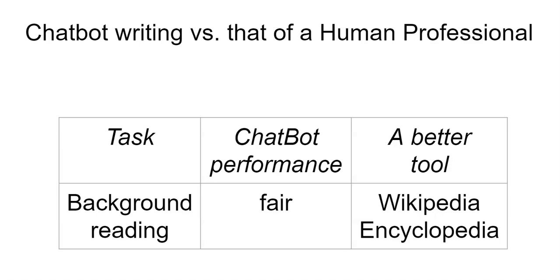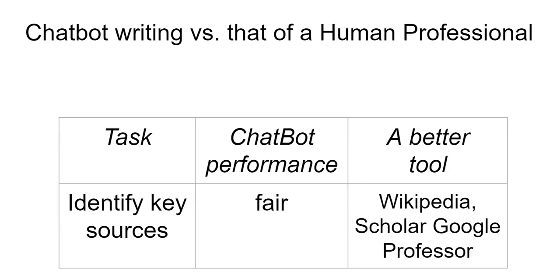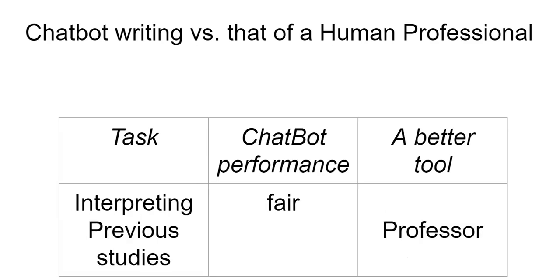The next thing you have to do is some background reading. Now, you could utilize chatbots for that. They do a fair job, not as good as Wikipedia or even a great traditional encyclopedia such as Britannica, where you have assigned experts as authors. The next task would be to identify some of the key sources, the classic studies. Chatbot is fair here. A better approach: Wikipedia, Google Scholar, or once again, talk to me, your professor.